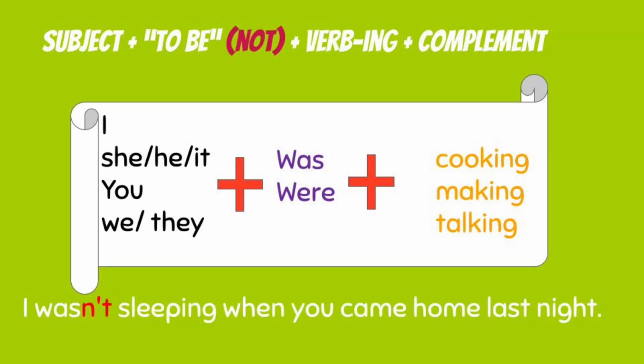That was a negative tense sentence. So with negative tense, we have the subject, the verb to be conjugated for the past, with our negative, our not, verb ending in ing, and the complement of your sentence.